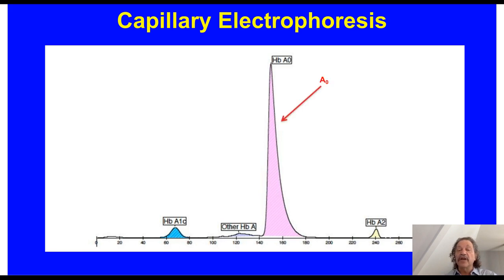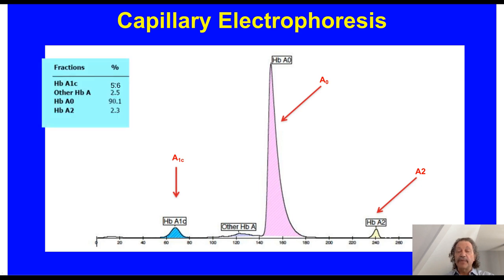And you can see hemoglobin A0, which is non-glycated hemoglobin A, is the peak in pink. Hemoglobin A1c is the blue peak here. And there's also hemoglobin A2, which, as I mentioned, is the second most common hemoglobin, which can be separated here. And then the instrument quantifies them, and you can read the percentages of the different peaks.